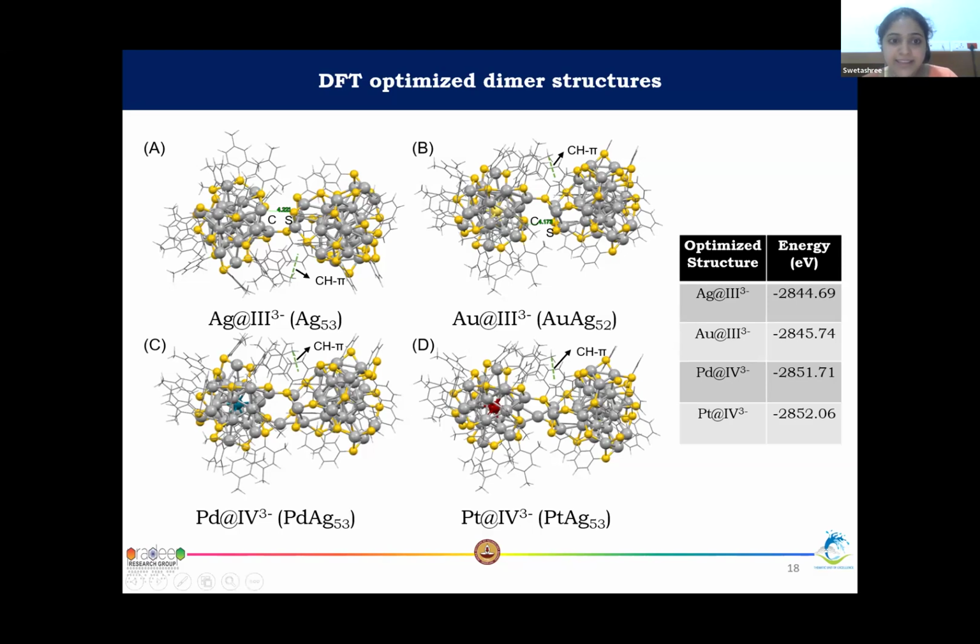In mass spec, for palladium and platinum doped dimers, we are seeing the full dimer. This Ag25 cluster has a total of 25 metal atoms, and similarly in Ag29 we have 29 metal atoms. So the full dimer, which will be formed with 54 metal atoms, should be there. That we are observing in the case of palladium and platinum.